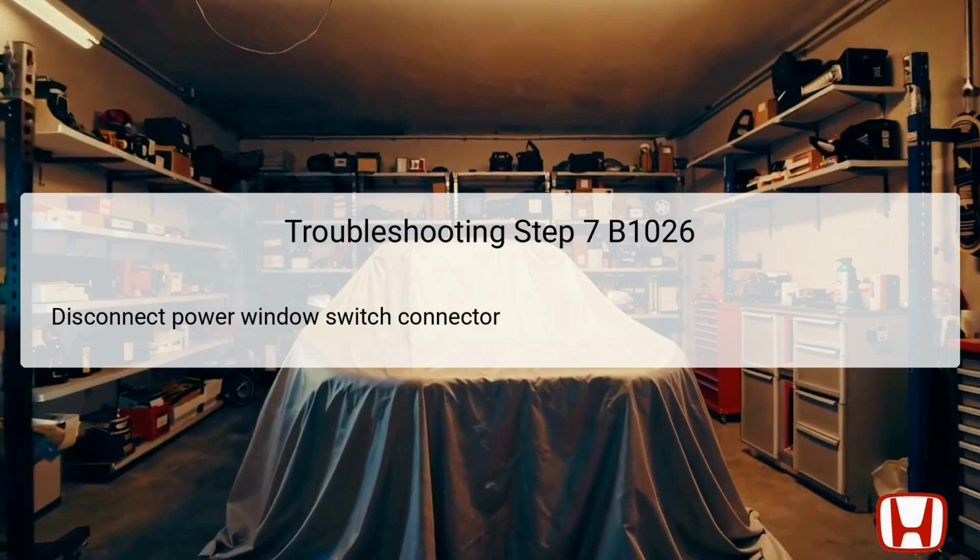Step 7 involves disconnecting the front passenger's power window switch's 8P connector. This action is necessary as it helps to isolate the door lock switch from other electrical signals that could be affecting its performance. By removing the connector, technicians can ensure that they are diagnosing the lock switch independently without interference.